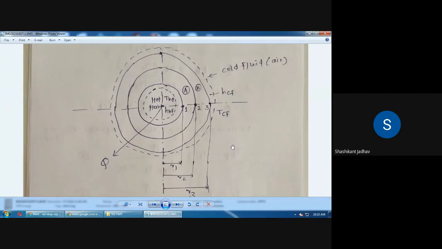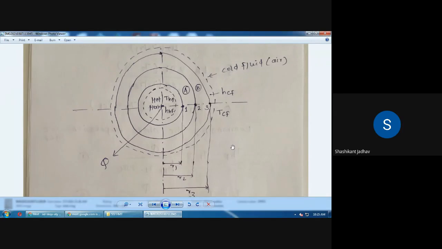If there was only one layer, we have already derived the equation earlier. Q is equal to 2 pi KL into T1 minus T2 divided by ln of R2 by R1. So by using that equation we have to calculate the heat transfer for the hollow cylinder, and now we have to derive the equation for the composite cylinder.